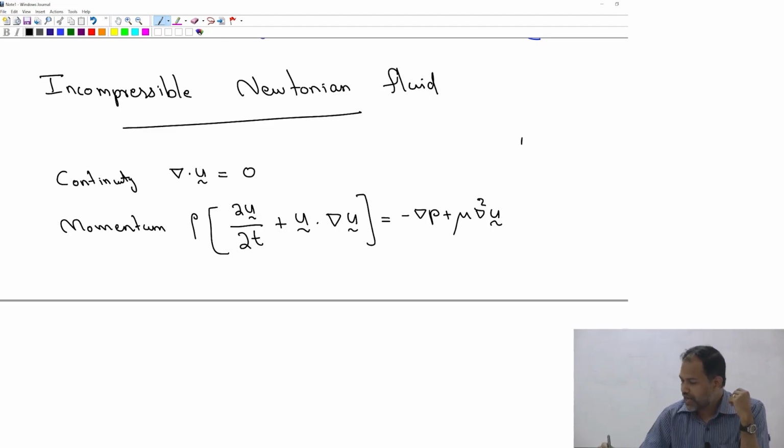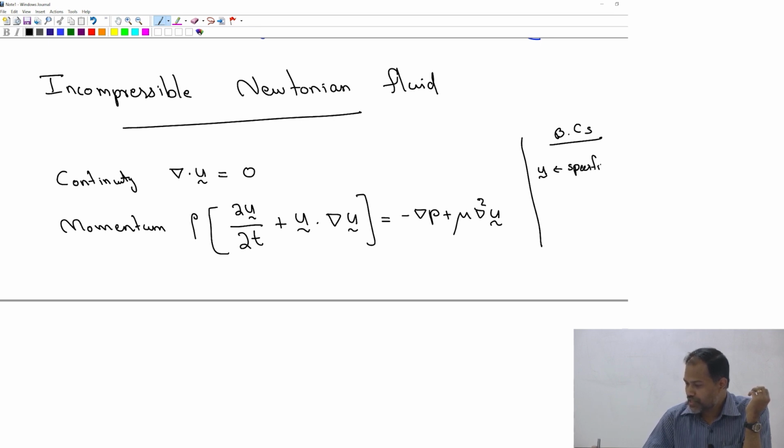And you will additionally have boundary conditions, where u is specified, which must be 0 or something else depending upon the problem. So this is typically what the problem would look like. The difference between the previous case and this is that the previous case was just an algebraic equation. This is a partial differential equation. That's the only difference, and therefore there is no difference in the way you non-dimensionalize it.